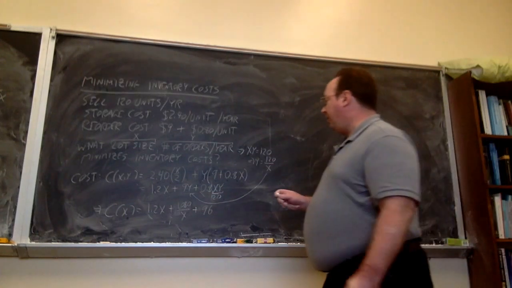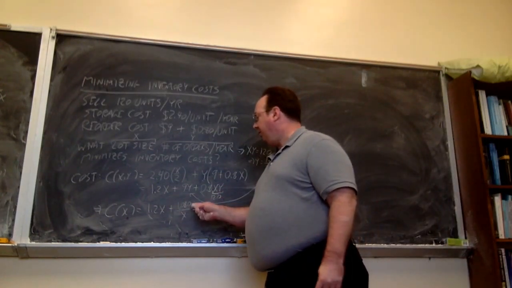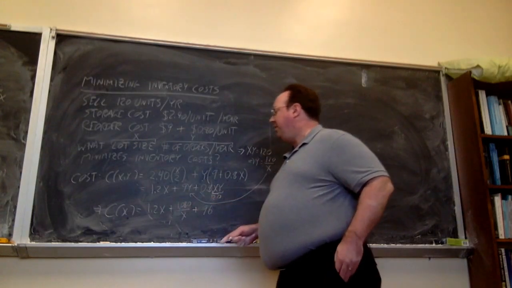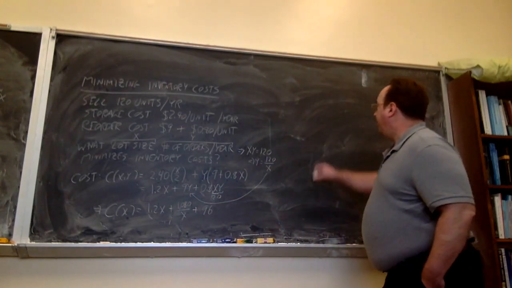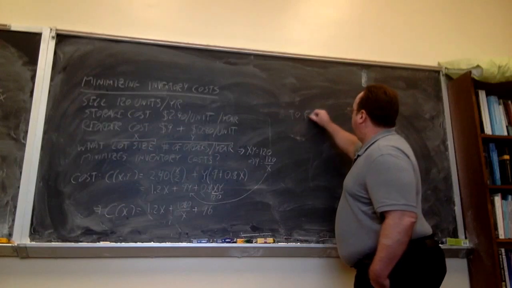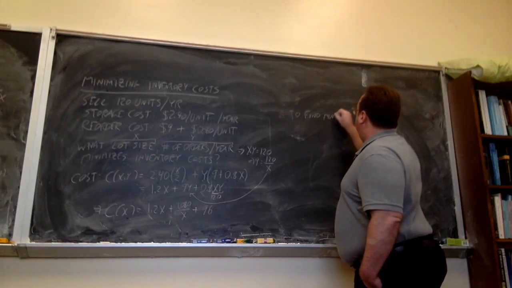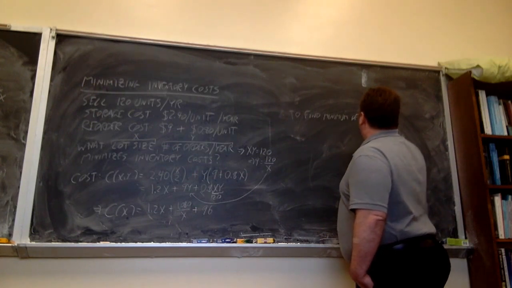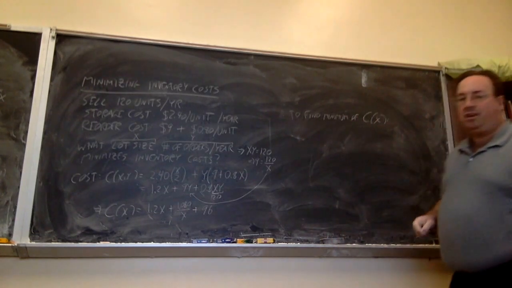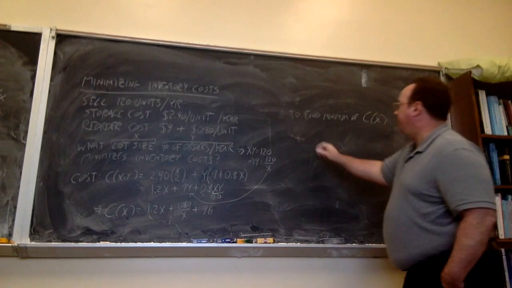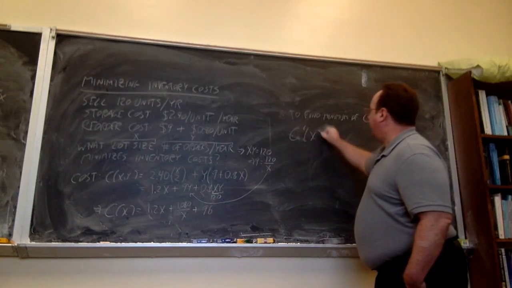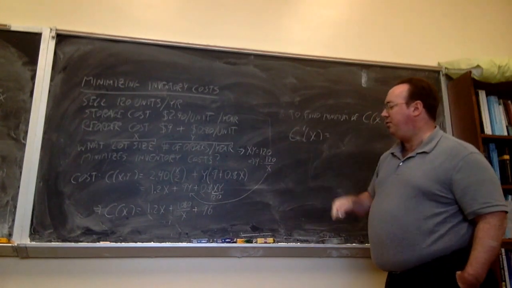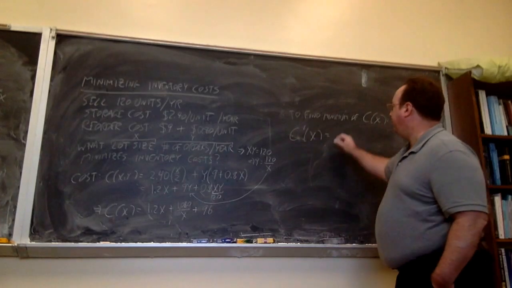So I want to find a value of X that gives me a minimum value of this function. So to find a minimum of my cost function, my inventory cost function, C of X, I take the derivative. So C prime of X is going to be, so we have 1.2 times X, so the derivative of that is just going to be 1.2.